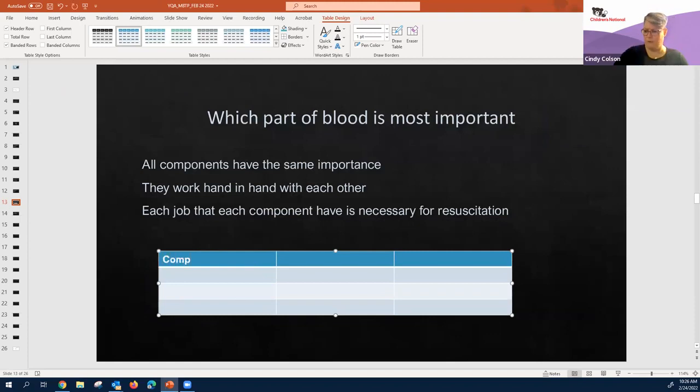So we have our component, the job of the component, and why to replace. Okay. So we have your red cells, RBCs, then we have our FFP. I would do FFP / cryo because remember, cryo is plasma without all the volume. So they do about the same thing.